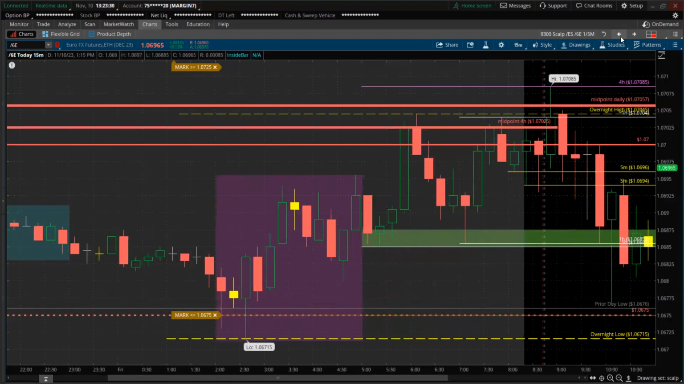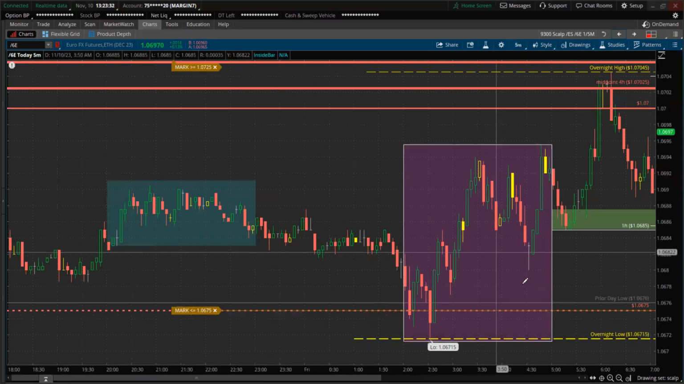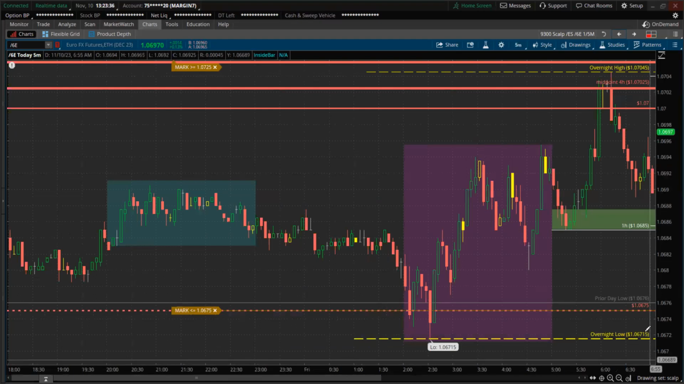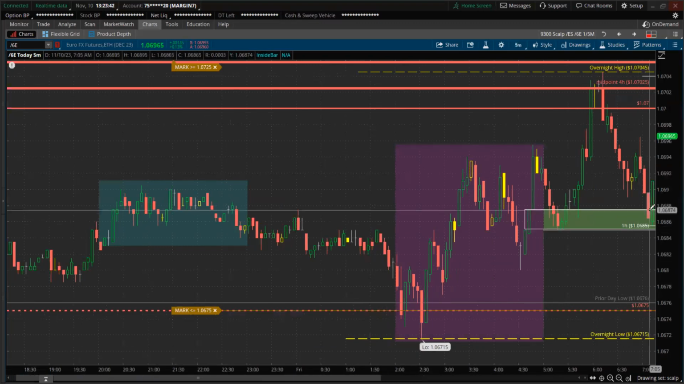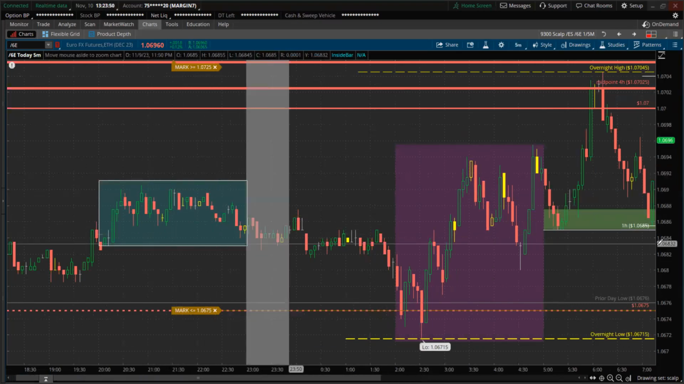Now we'll take it to the 5 minute on the euro. 0.700 right here. Zoom in some more. Nice. Bottom demand zone. Buyers already stepped in there. Nice. One could have gone long because that 5 minute broke above. Let's zoom in some more.